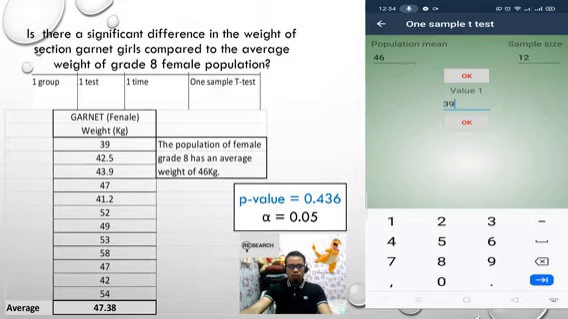Then the values, we have the first value, which is 39, 42.5, 43.9, 47, 41.2, 52, 49, 53, 58, 47, 42, and 54. Click OK.